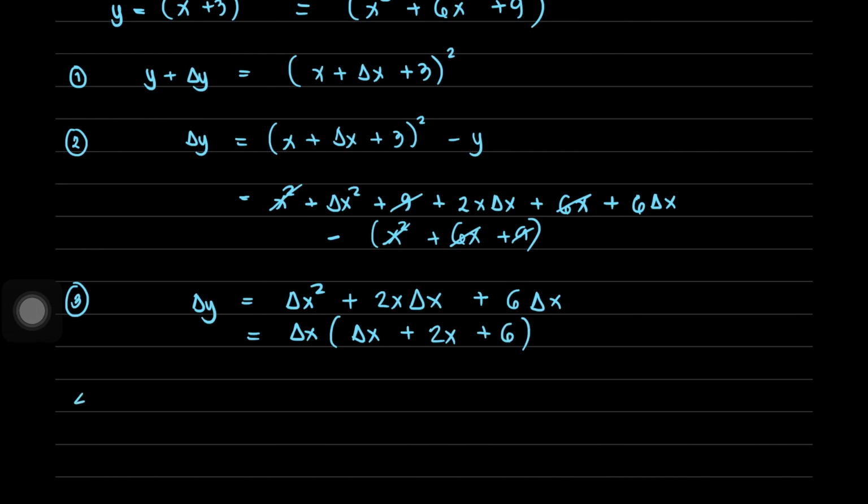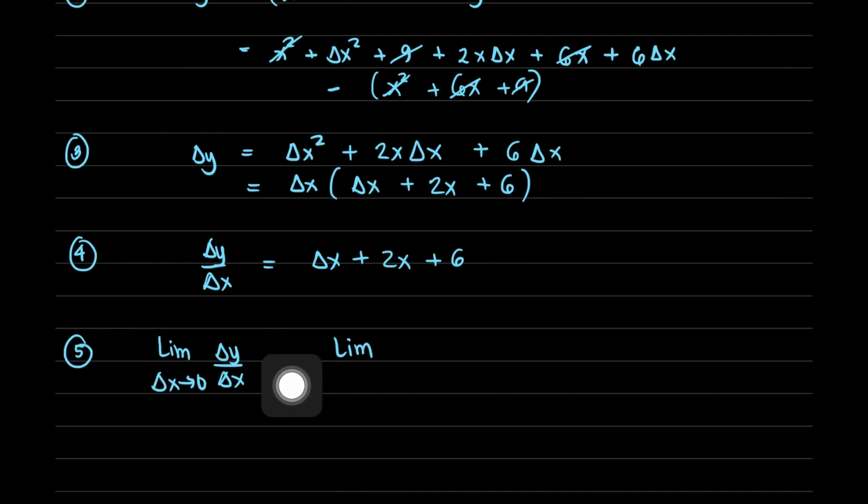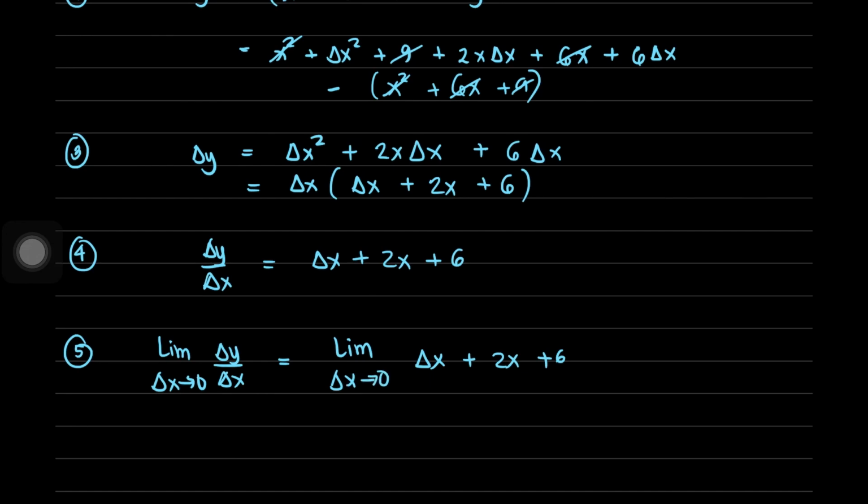Right? And then the fourth step is to divide both sides by delta x. So delta y over delta x will give us delta x plus 2x plus 6. And for the final step, which is step number 5, we're going to get the limit of delta y over delta x as delta x approaches 0. And this is now equal to the limit of our delta y over delta x, which is this expression, so that would be delta x plus 2x plus 6 as delta x approaches 0.